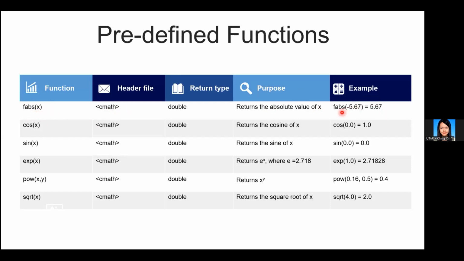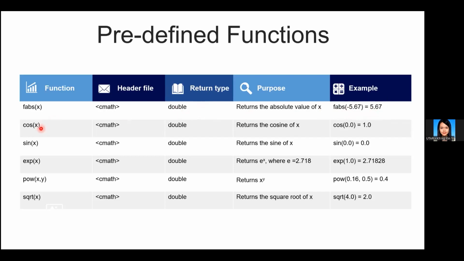How can we use this function? You just have to put the function name, and then inside the brackets, you put the argument that you want to use with this function. If I want to find the absolute value of -5.67, it's going to result in a value of 5.67, because it converts the negative value to a positive value. The resulting data type should be double, not integer, so that's why the return type is double here.